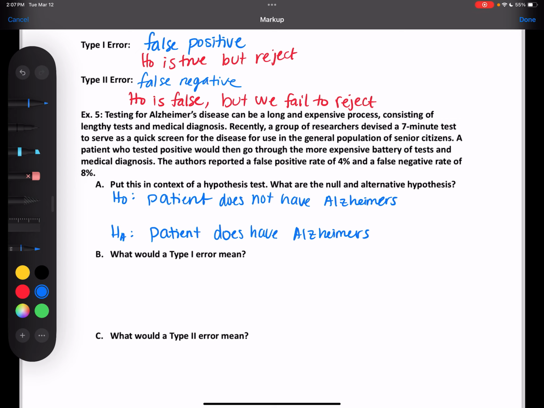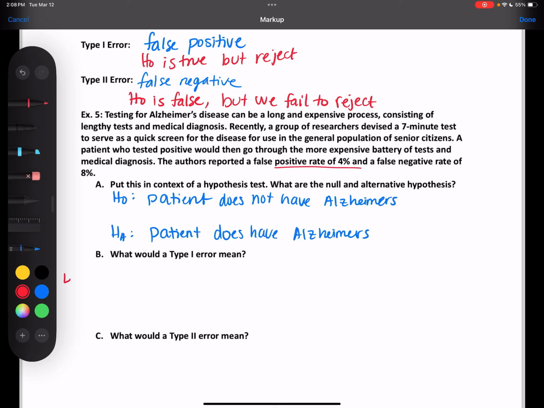What would a type 1 error mean in this situation? That the null is true, but we reject it. So the patient does not have Alzheimer's, but they say they have Alzheimer's. So this is the false positive, the 4% one.